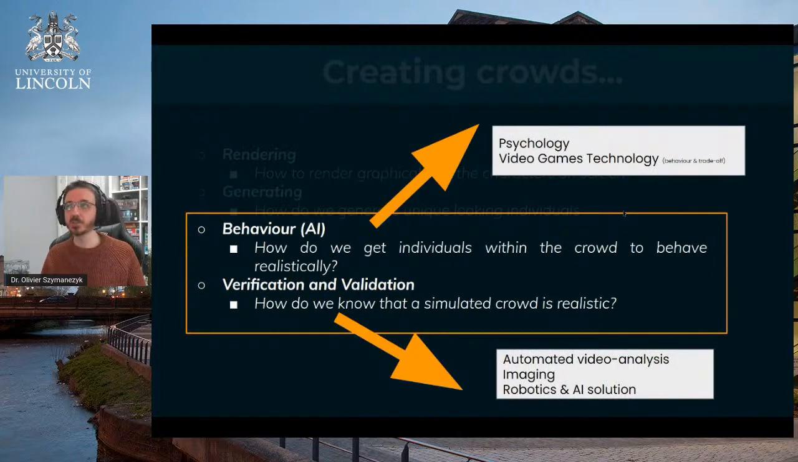Luckily, there's a couple of solutions out there, because for behavior, we can dig into psychology. And there's a lot of stuff that already exists within video games technology, stuff that has been developed for video games that can be used for crowd simulation. Same for verification and validation. There's a lot of work in robotics and AI solutions. And same in computer vision and video analysis that we can take over to crowd simulation.